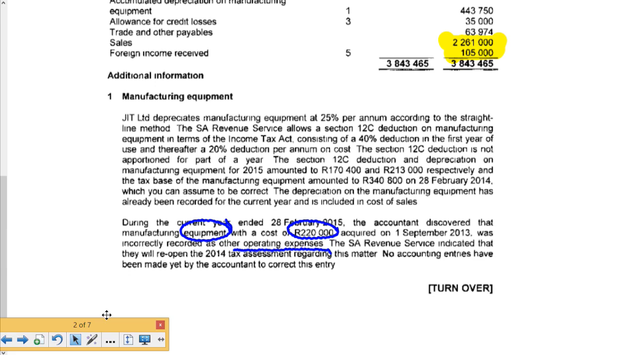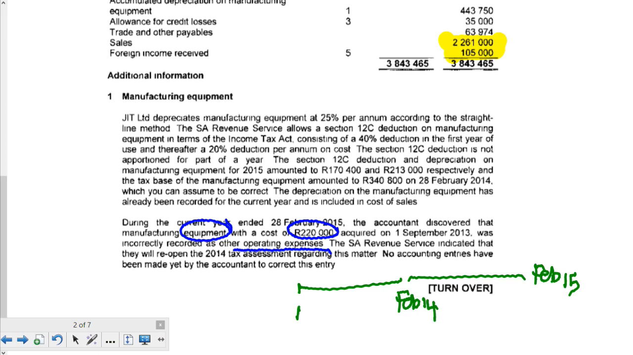During the current year, the accountant discovered that equipment with a cost of 220, which had been acquired on the 1st of September 2013. Now, when was the 1st of September 13? What's our year end? What month is it? Our year end is February 14. What's our year end? Feb 15. Okay, so there's Feb 15. He has beginning of year, which was Feb 14. He has the year before, which was Feb 13. So this is the prior year.